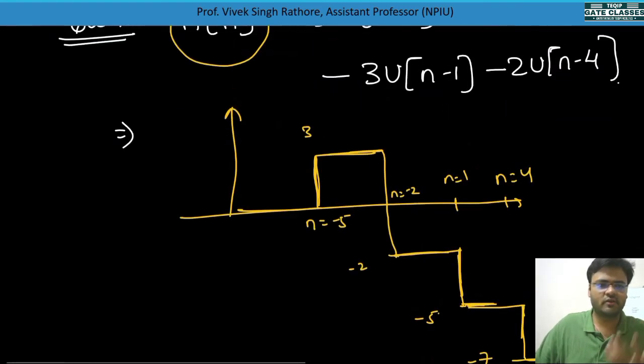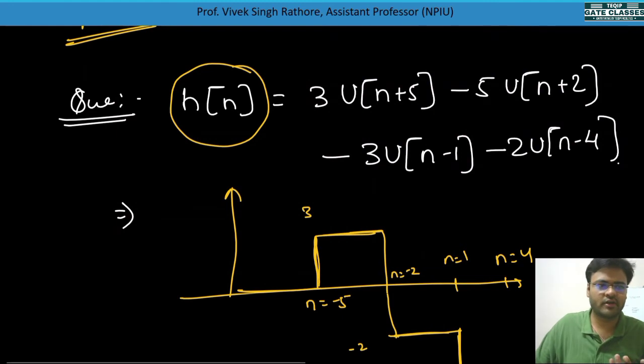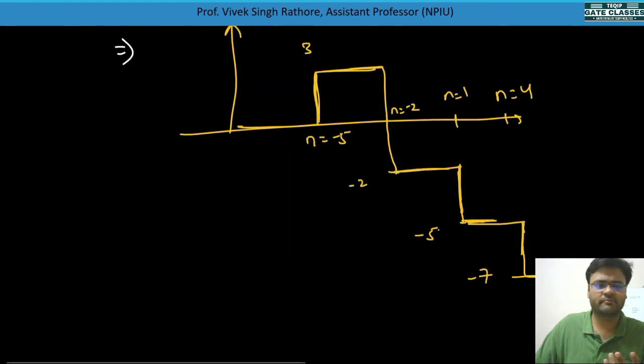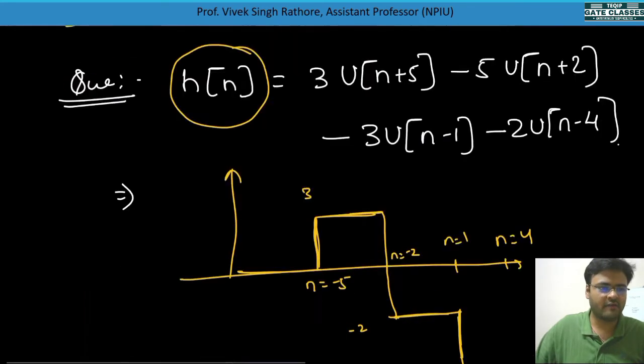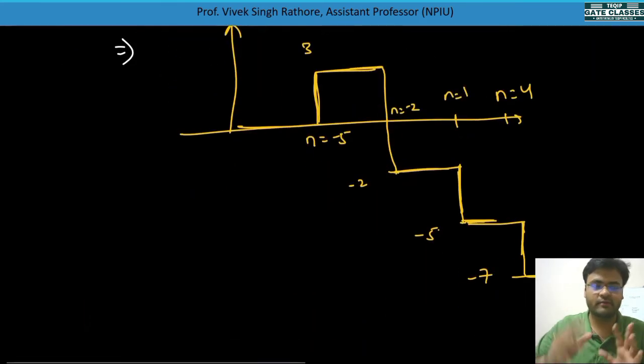So this is the actual signal which we have got here, and you can see that this signal is definitely not absolutely summable. It is just going on. This is not summable, so definitely you can tell that this h of n is not a stable system. Okay, I have actually made one mistake in this.